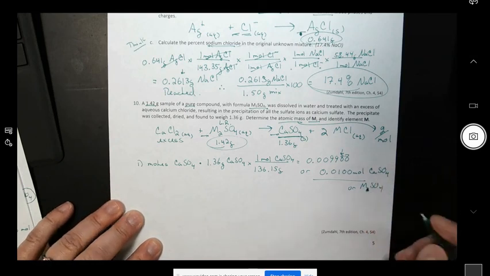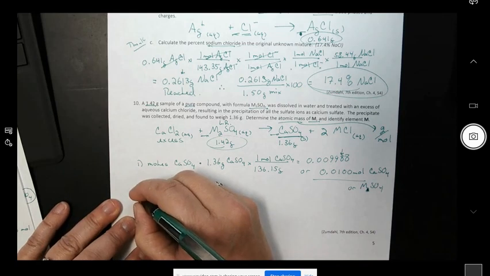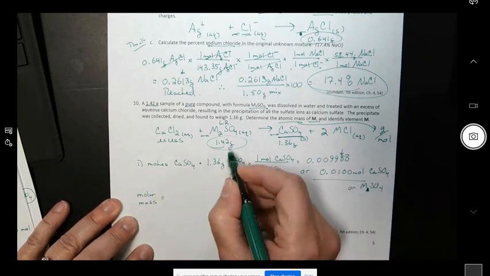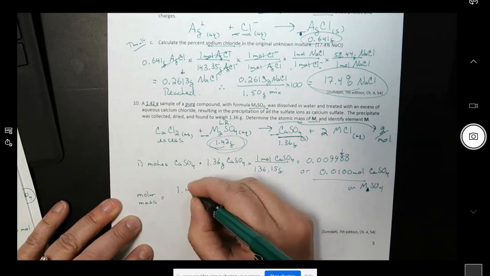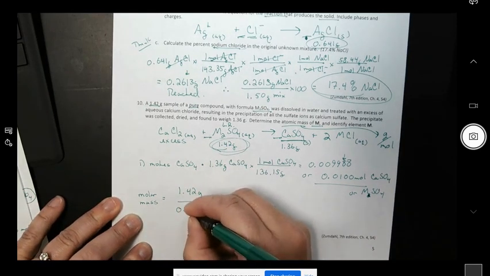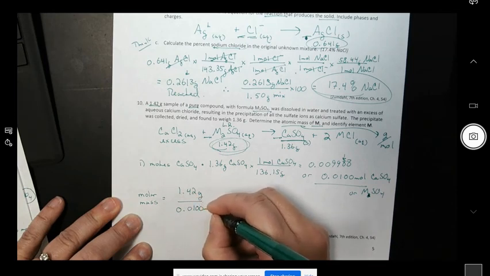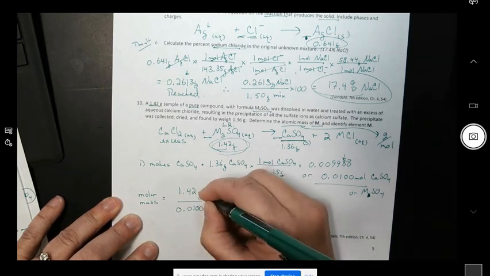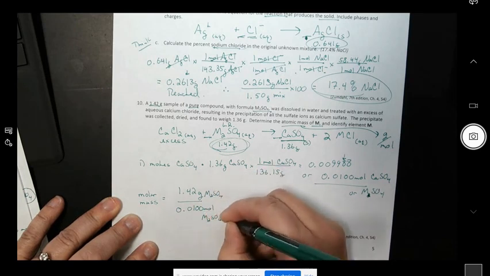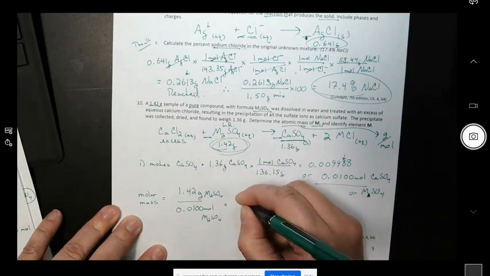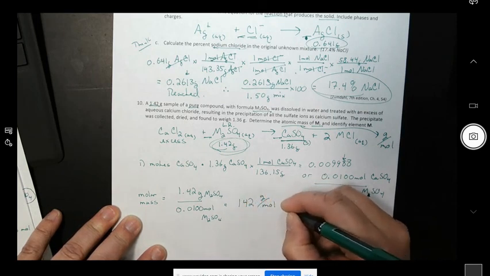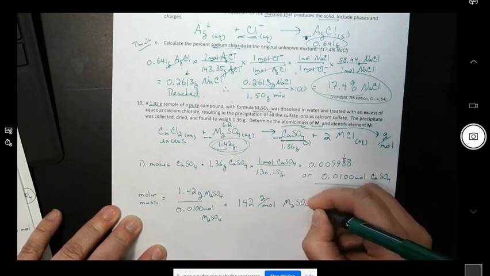M2SO4. So if I want to find the molar mass of this compound, I'm going to take the grams of the compound, 1.42 grams, literally grams over mole, over 0.0100 moles of whatever this is, M2SO4. So that gives me approximately 142 grams per mole for the molar mass of M2SO4.